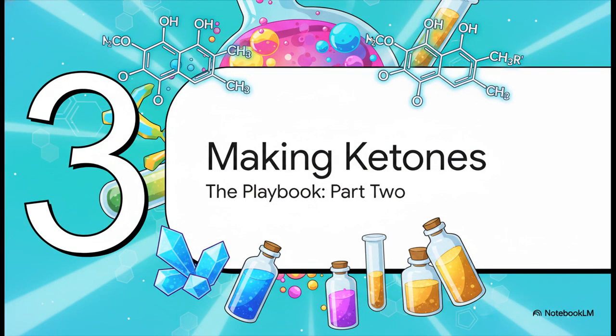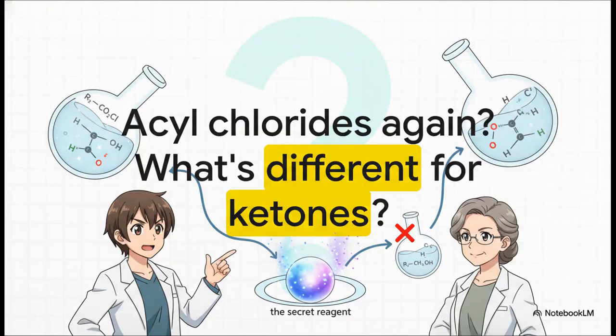All right, we've covered aldehydes. Let's pivot to their cousins, the ketones. The playbook here is going to look a little familiar, but there are some really crucial differences in the reagents we use. So you might be thinking, hang on a second, didn't we just use acyl chlorides to make aldehydes? And that's a great question. You're absolutely right. Our first starting material for ketones is an acyl chloride.